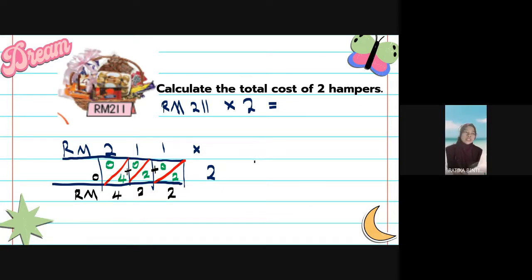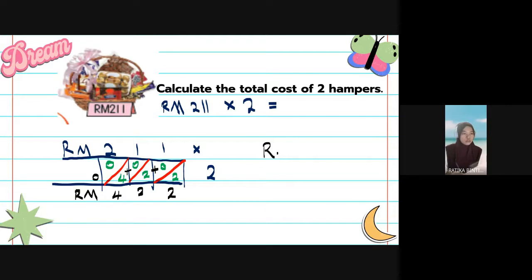When using the lattice method, without a decimal point, the lattice method is easy to use. But if it involves a decimal point, the lattice method might be confusing to solve. It's a bit confusing to use for numbers that have a decimal point.